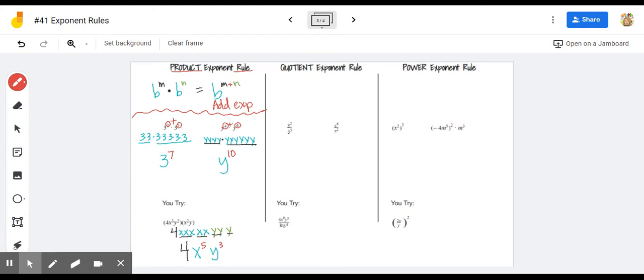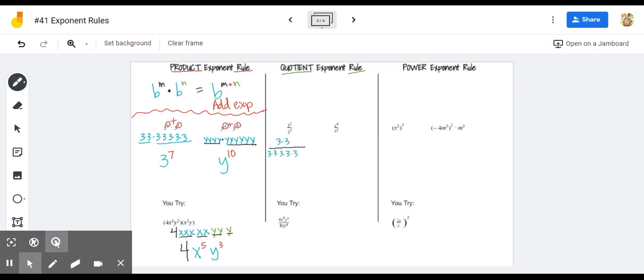All right, now let's move into what we call the quotient rule, where we're dividing, your favorite friend. All right, now listen, when we divide, guys, it's not as bad as it seems. So I have 3 squared divided by 3 to the 5th power. So I'm going to write those out first.